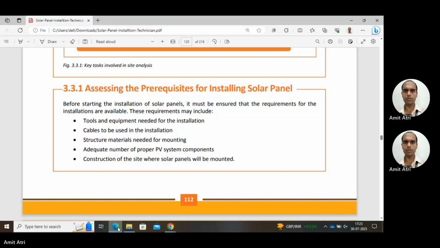Tools and equipment needed for the installation, cables to be used in the installation, structure materials needed for mounting, an adequate number of proper PV system components, then construction of the site where solar panels will be mounted. The site is not always ready, so we have to make it suitable to hold the structures which are supporting the solar PV system.